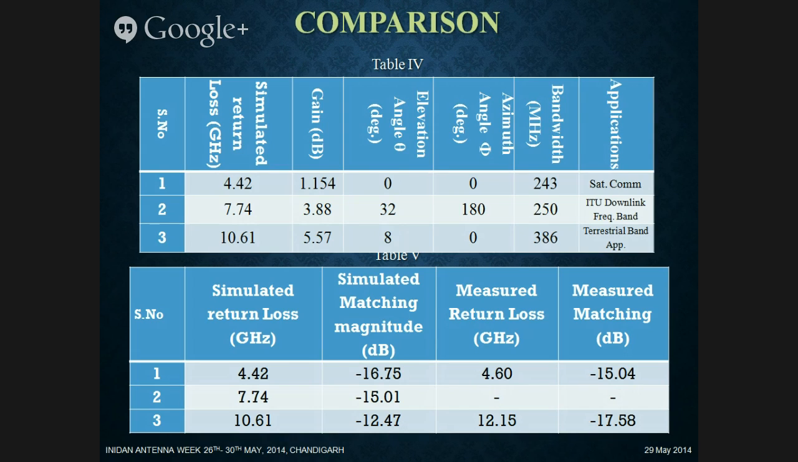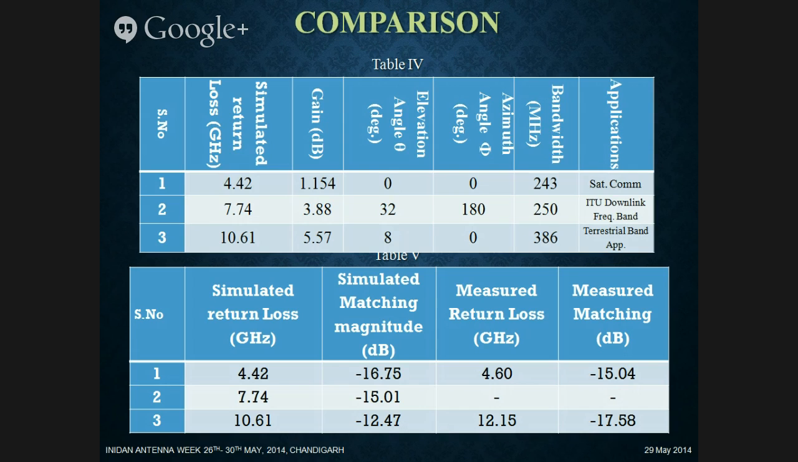Second, we describe the simulated return loss and measured return loss. At 4.42, we get the first frequency of 4.42 in simulation, whereas for the measured, we get 4.60. The second one is not there in the measured results, and the third one is 10.61 and 12.15, which is slightly mismatched. So this is the conclusion.